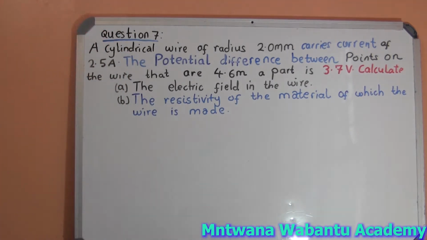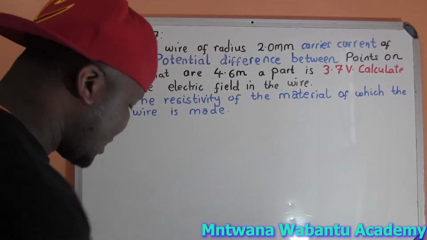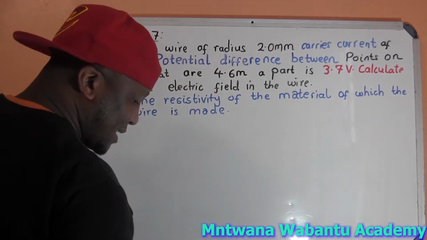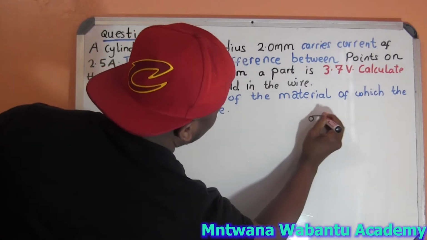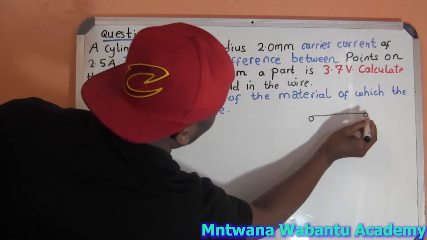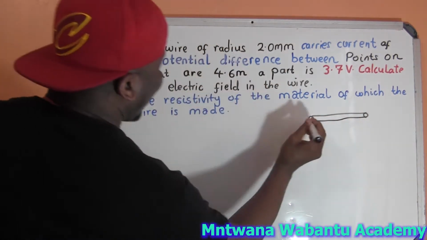Let's get started. So now they say here, a cylindrical wire of radius 12 meters. First and foremost, I'm going to say cylindrical wire. So the wire is like this, something like a cylinder. So let's see how this wire looks. This is a rough diagram. So this cylindrical wire has a radius.